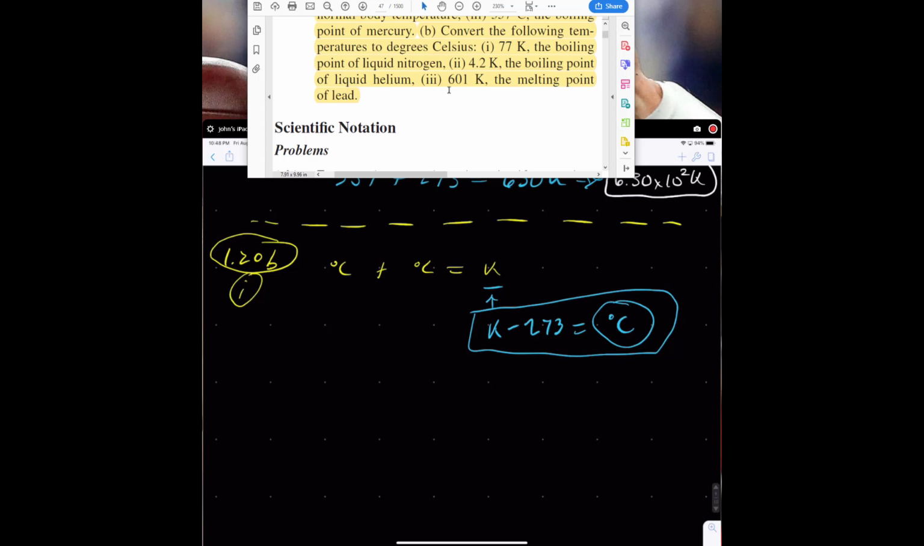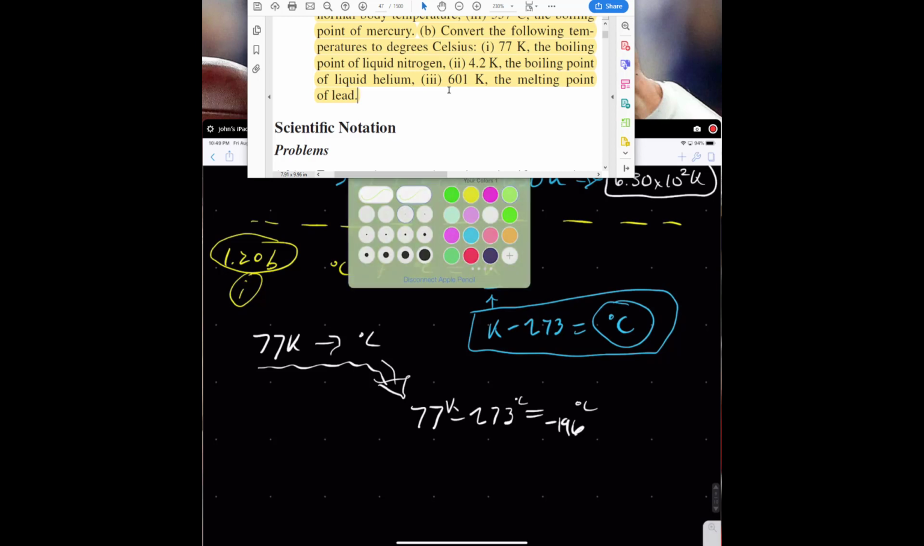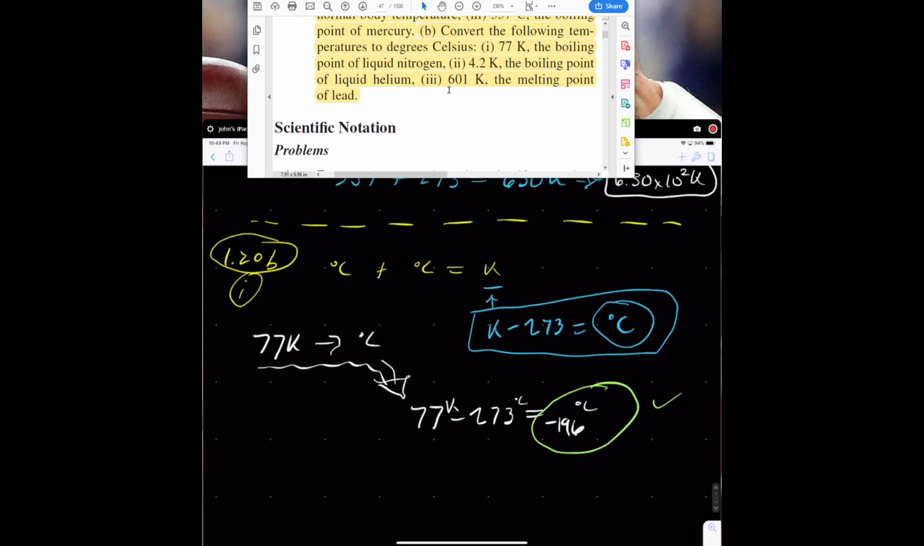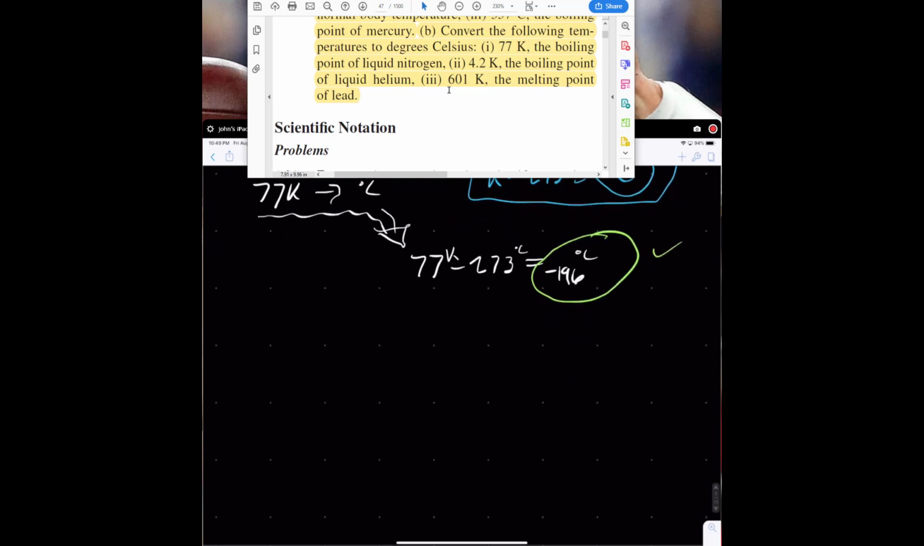So for 1, we're given 77 Kelvin to degrees Celsius. It's something like this: 77 minus 273, and this again is Kelvin. So 77 minus 273 is equal to negative 196. And that's correct. This is our answer. Okay, so the next part.